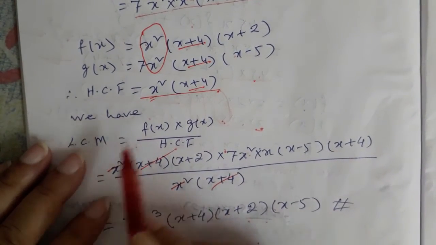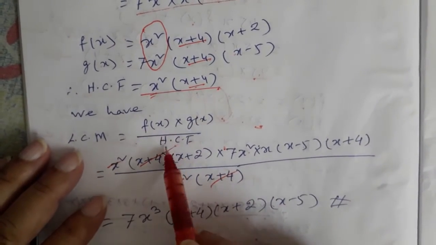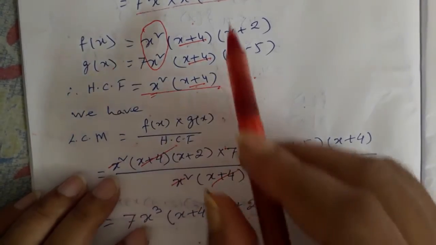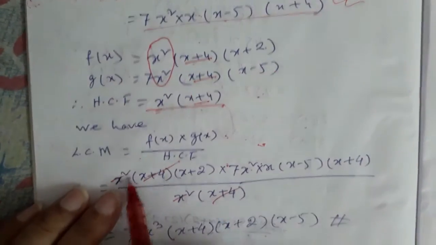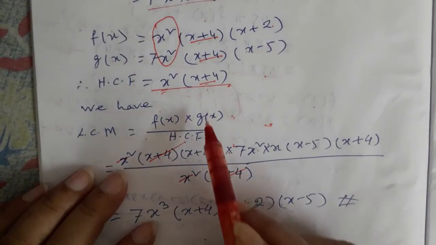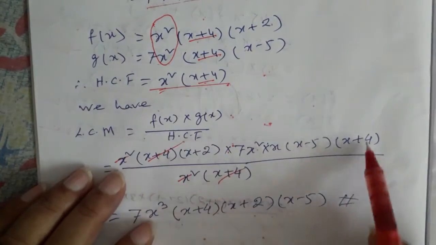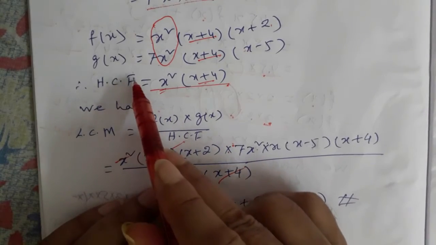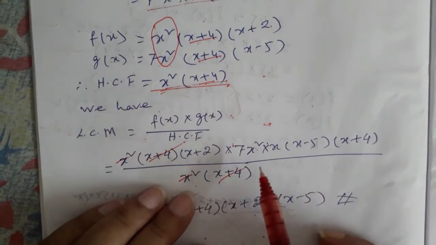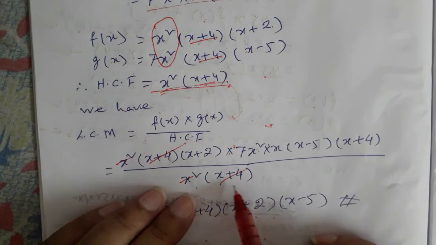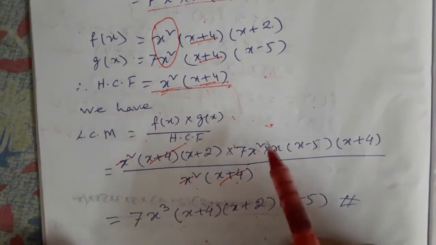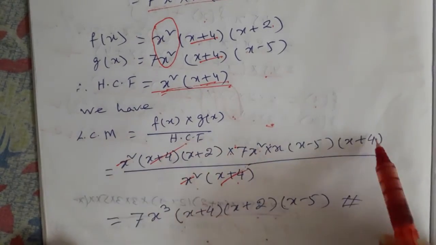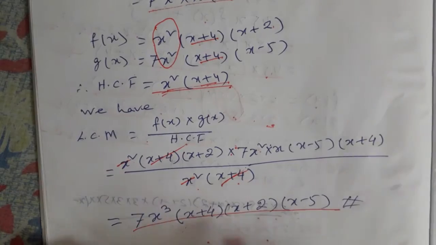Again we know LCM equals f(x) into g(x) by HCF. Now you put the value of f(x) from here, and then the value of g(x) from here, and in the denominator you put the value of HCF, that is x square into x plus 4, and cut the common factors, that is x plus 4, x plus 4, x square, x square, the remaining ones we just put here, and this is your LCM.